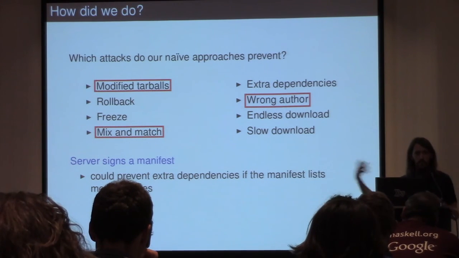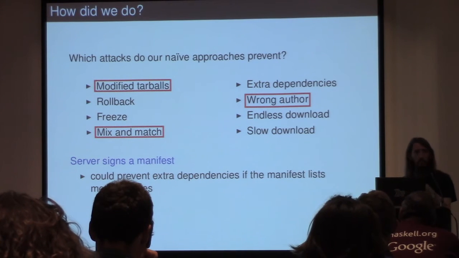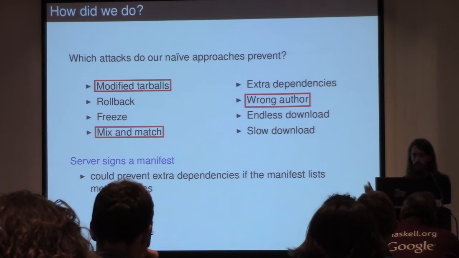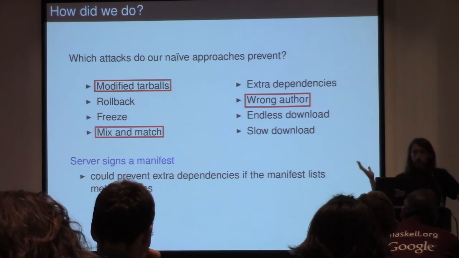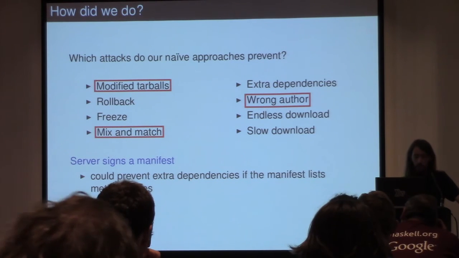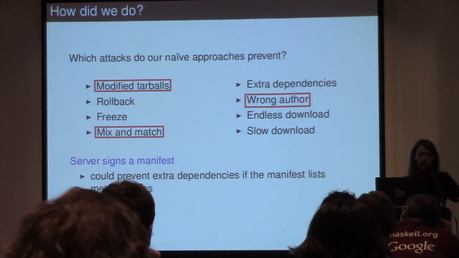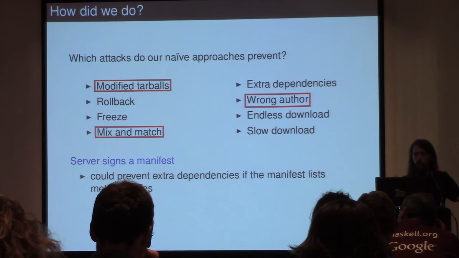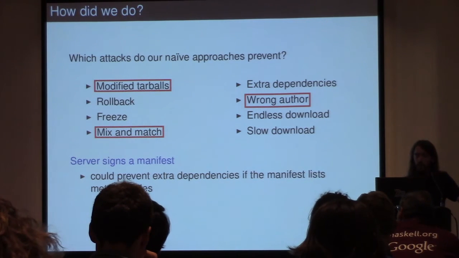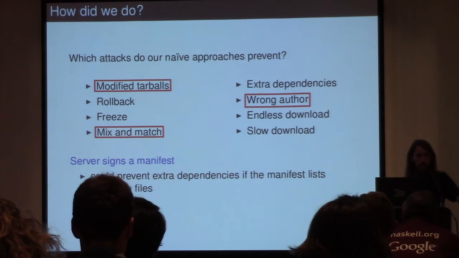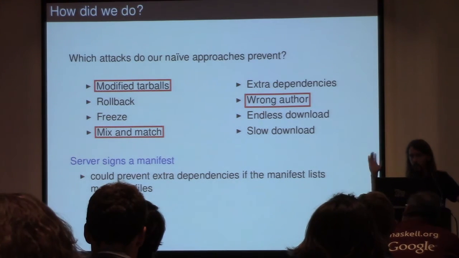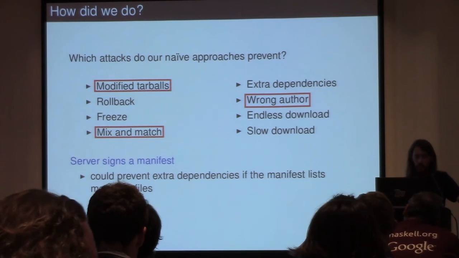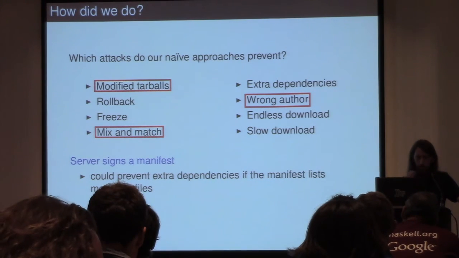You can't take combinations that never existed because that has not been signed by the server. But it's still vulnerable to rollback and freeze attacks because we didn't do anything to stop that, basically. And again, you could prevent the extra dependencies ones provided that the manifest also lists those extra metadata files. It lists the cabal files, their hashes as well. But I only specified at the beginning that we would do the tarballs, and so it would be vulnerable to extra dependencies attack as well.